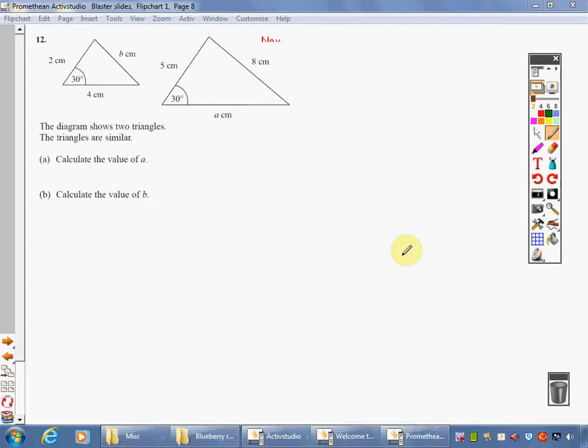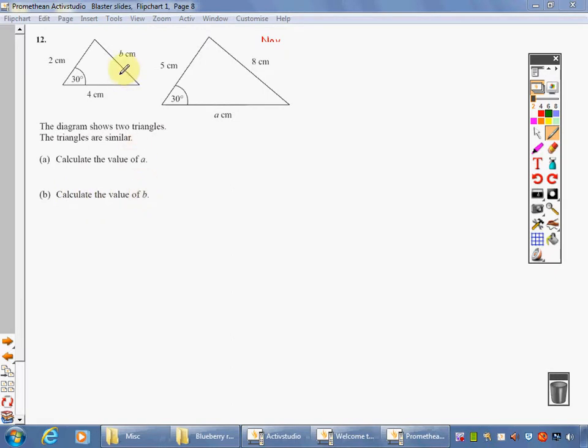Okay. The diagram shows two triangles. The triangles are similar. That's a crucial bit. It just means that one is an enlargement of the other. Calculate the value of A. Now this can seem really daunting and really quite difficult. Then I'm going to have to find the value of B on that one as well.